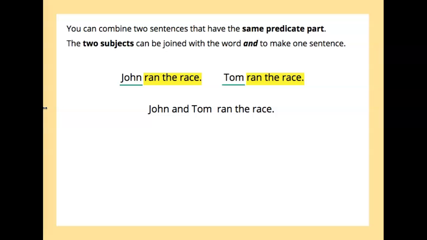What are the two subjects in this combined sentence? It is John and Tom. We combined them using the word and. What about the predicate part? Is the predicate part different from the first two sentences? Nope, it is the same predicate part. We combined the two subjects because they have the same predicate part.